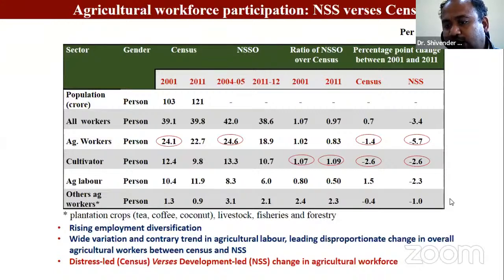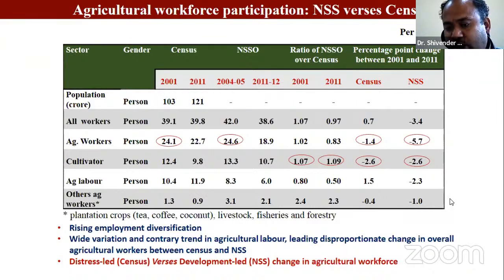But if you use NSS data, you will find another narrative, which shows that cultivators are declining, and they should decline because they are moving from agriculture to the more productive non-agriculture sector. In addition to cultivators, laborers are also declining. It means that from agriculture, both types of workers, cultivators and laborers, are declining and moving towards the non-agriculture sector. So if you see the NSS, you will see a development-led narrative. If you see the census, you will get the distress-led narrative.